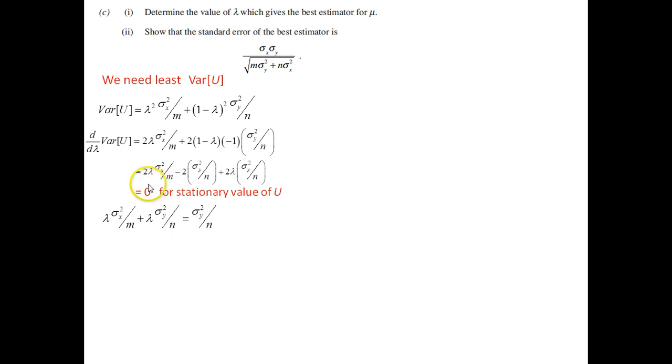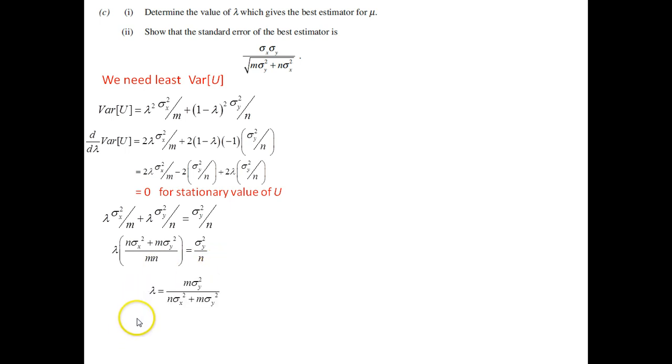Therefore we can divide by 2, so we've got lambda times sigma x squared over m plus lambda sigma y squared over n is equal to sigma y squared over n. Taking that over. Take the lambda out and combine the fraction. So we've got n times sigma x squared plus m times sigma y squared all over m times n is equal to the right hand side.